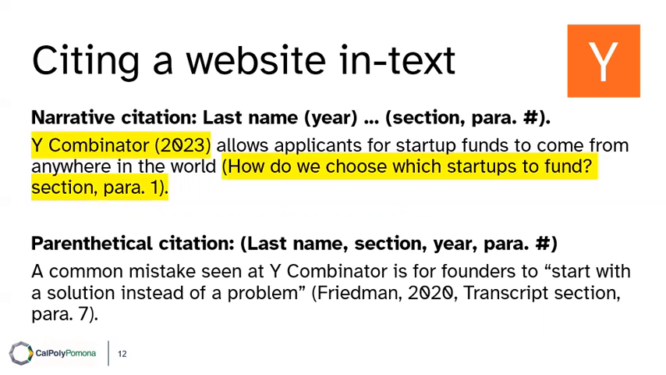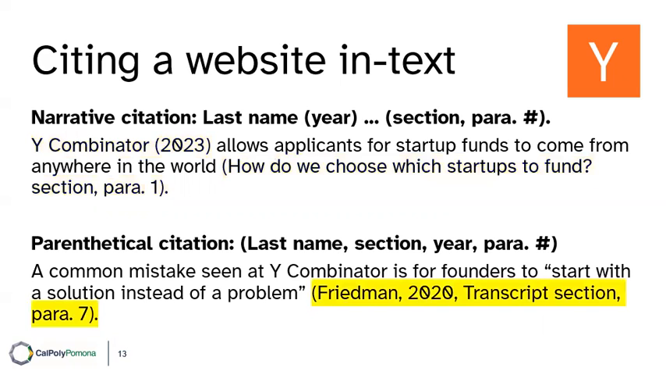Since web pages don't have page numbers, we cite using the paragraph number. When a page is long, instead of counting from the top of the page, we can cite the section title and the number for the paragraph within that section.